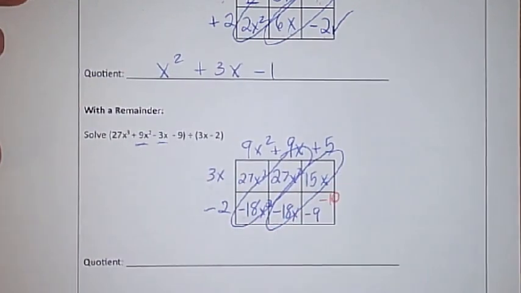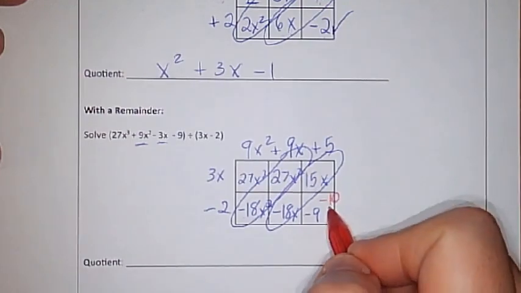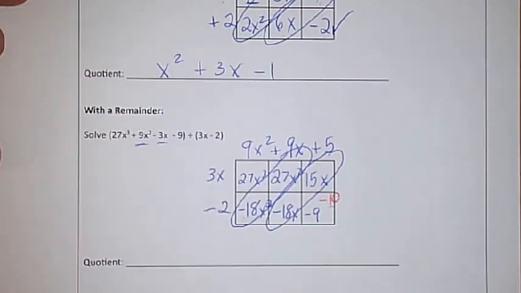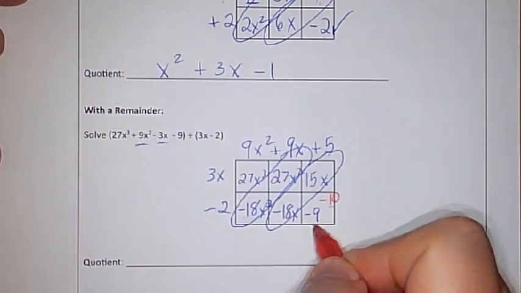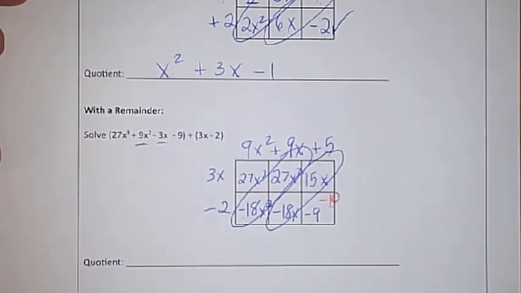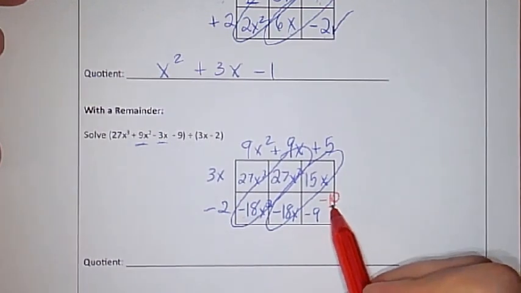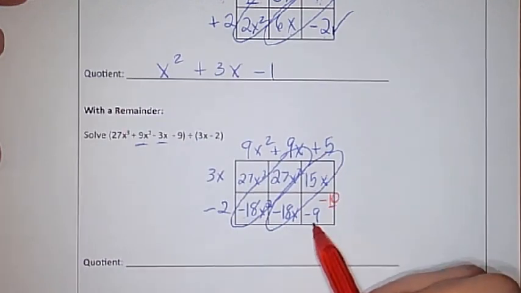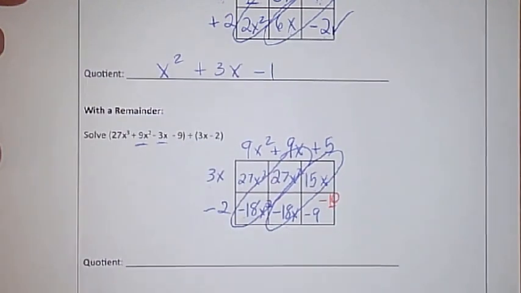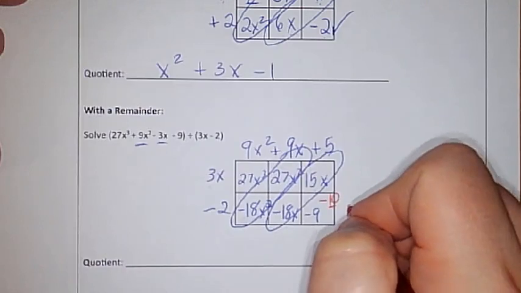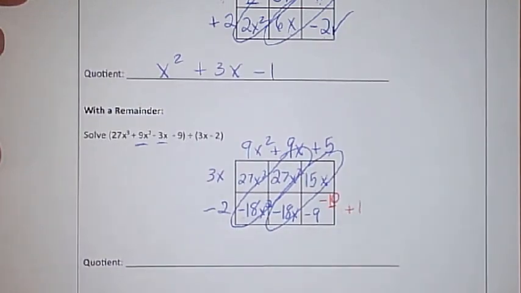Now, what you should notice right away, this negative 10 is not this negative 9. So I should have had negative 10, but I did have negative 9. So what I find myself asking is, what would I have to add or subtract to negative 10 to get negative 9? And I know that that is just adding 1. Negative 10 plus 1 gives me negative 9.